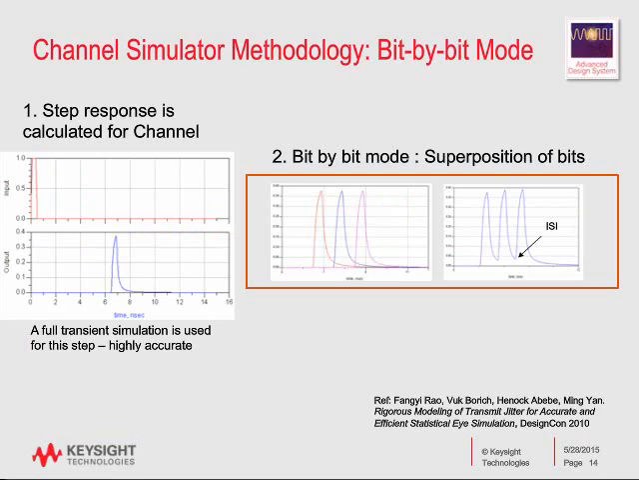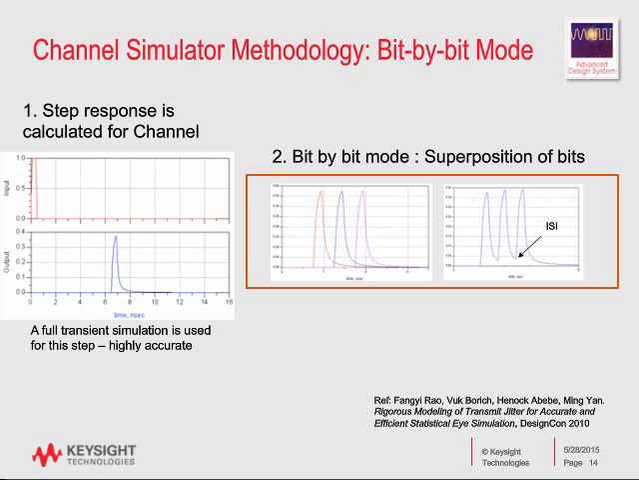Now, given that channel simulation seems to be a good thing for modeling a PHY, how does it work? So there are several personalities, typically a statistical personality and a bit-by-bit personality inside of a channel simulator. But I'm going to focus on bit-by-bit here just because that is what we will use with the optical type models. Essentially, this technology allows us to take the step response of a channel. And what we do inside of our tool ADS is that we do a full transient simulation to accurately characterize that step. And that is the core thing here.